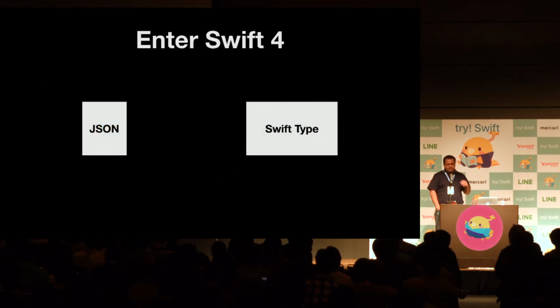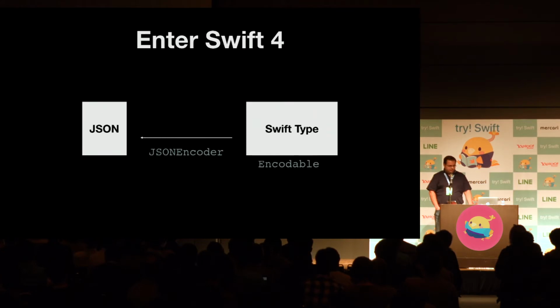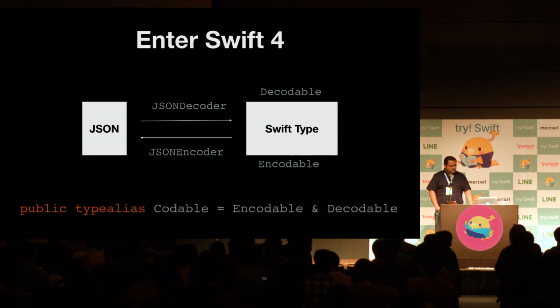So enter Swift 4 and things changed by leaps and bounds. Today with Swift 4, if you want to convert your Swift type to JSON, you can use the JSON encoder as long as your type conforms to Encodable. If you want to do the reverse process, if you want to convert JSON to a Swift type, you can use the JSON decoder as long as your type conforms to Decodable. Now, Codable is just a type alias for anything that conforms to both Encodable and Decodable. It's very simple.